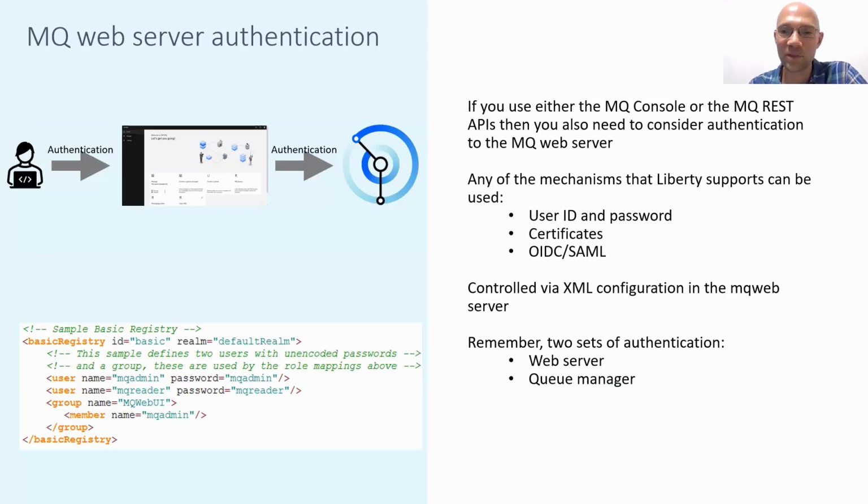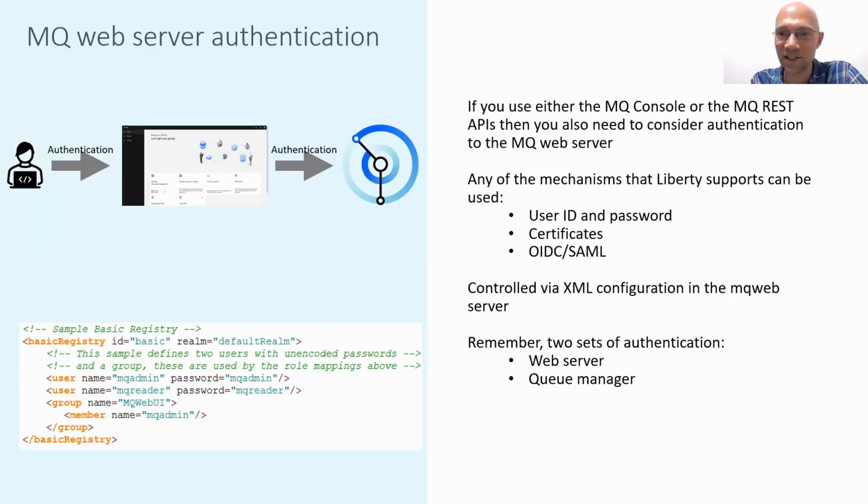So the important point here to remember is that completely separately from what you already set up on your queue manager in order to ensure that you've got authentication turned on for every connection into your queue manager, you also need to do the same on your MQ web server to ensure that every user ID or every user that connects to your REST API or your MQ console needs to authenticate. And the way that you do that is in the MQ web server configuration.